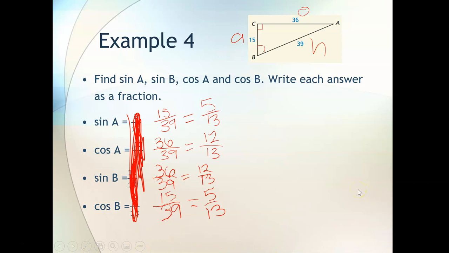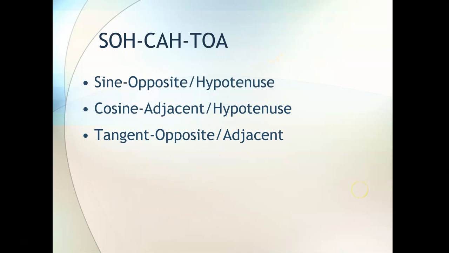Can I move on? Oh yeah, there's this last slide. So you can abbreviate the ratios as SOHCAHTOA. Sine is always opposite over hypotenuse. Cosine is always adjacent over hypotenuse, and tangent is always opposite over adjacent.